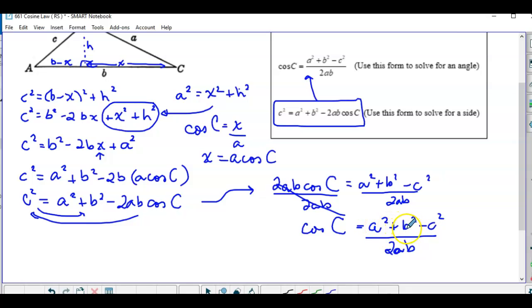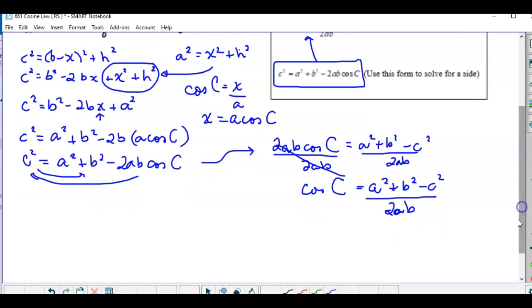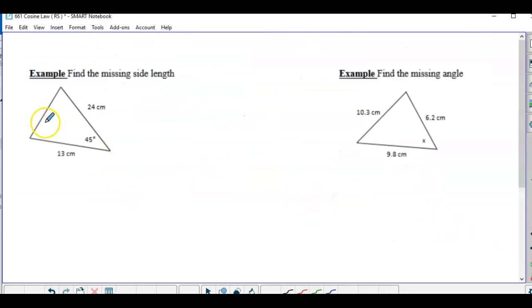So a squared plus b squared, you're dividing by a and b, never by c. And these capital C and lowercase c are opposite each other. Always remember lowercase a and uppercase A are opposite, etc. Okay, so let's practice. It says find the missing side length.